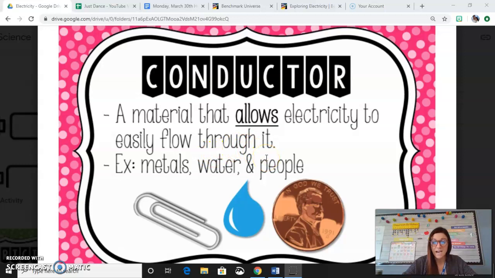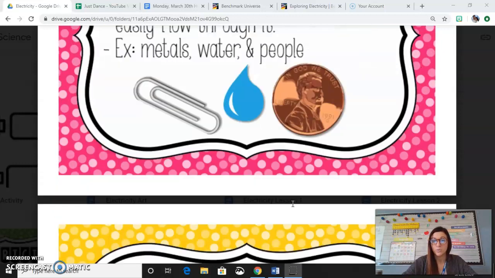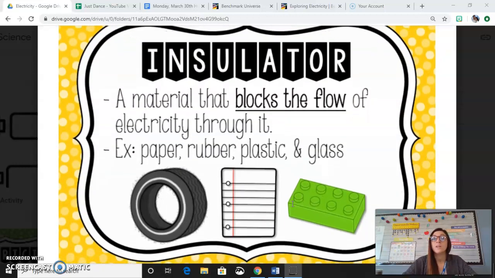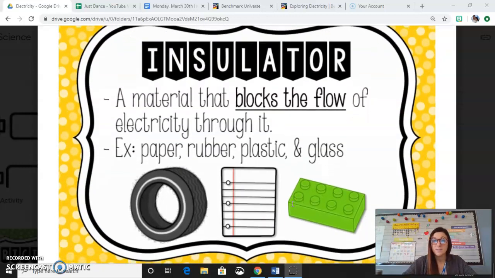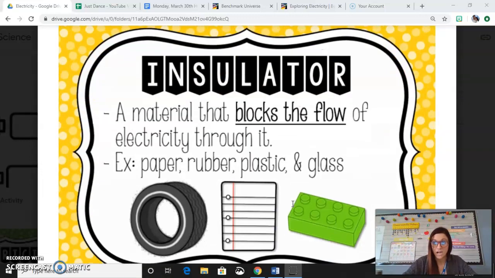So that cord inside is usually copper, like you see here on the penny, that's flowing inside that rubber insulator that's letting that electricity flow through it. With an insulator, a material that blocks the flow of electricity through it, that insulator insulates that conductor so that you don't get zapped or shocked from that cord. It kind of insulates it, it protects it.